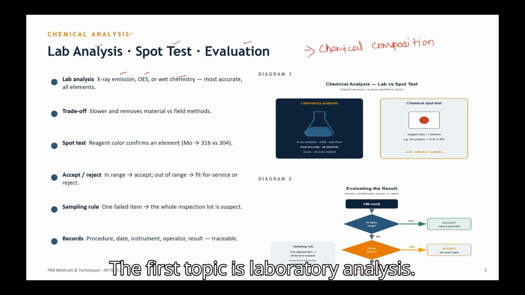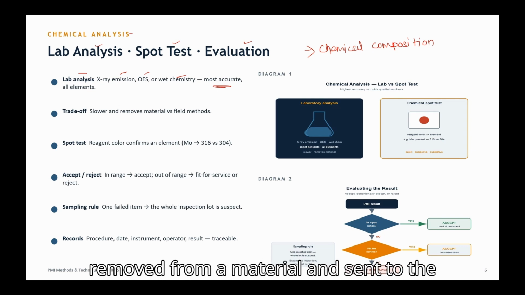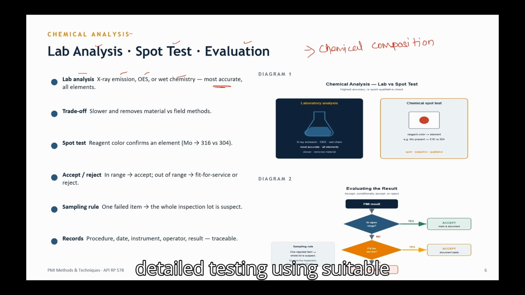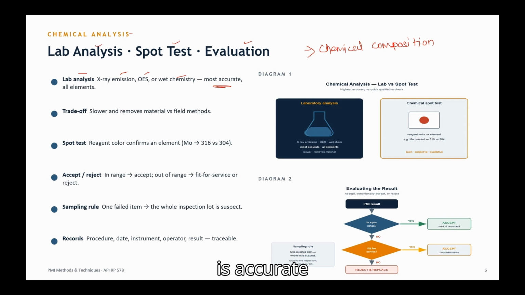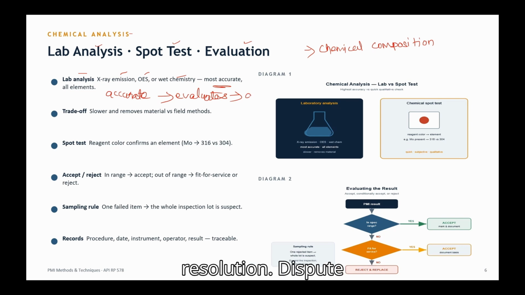The first topic is laboratory analysis. Lab analysis is normally used when we need a highly accurate result. In this method, a small sample may be removed from a material and sent to the laboratory. The laboratory performs detailed testing using suitable analytical techniques. The advantages are accurate chemical composition, and it evaluates many elements. And it is useful for confirmation and dispute resolution.